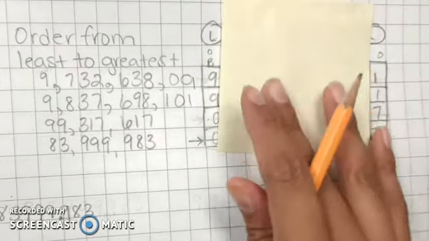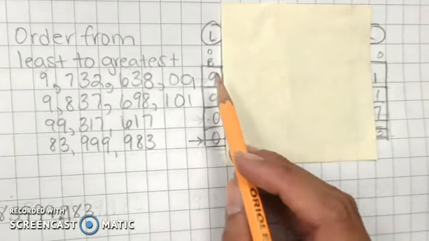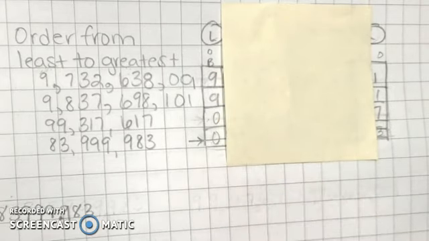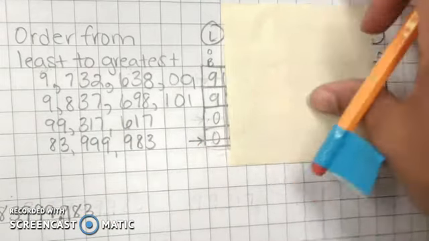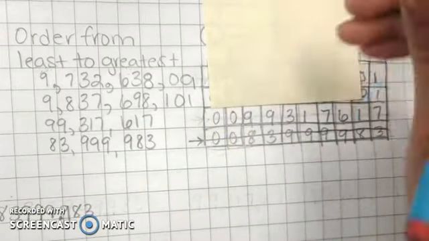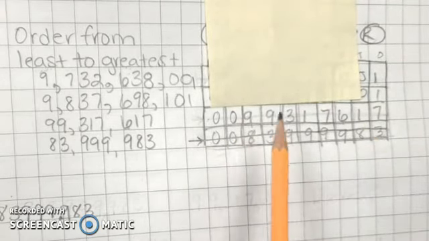Now that I've written it down, I can cross this whole row out. And then I can go back to the first place value. Again, I see that I have a 9, a 9, and a 0. Obviously, 0 is my smallest number, the least. So I can now uncover this whole section. I'm going to write all of these numbers down.